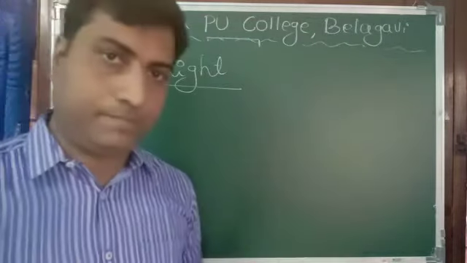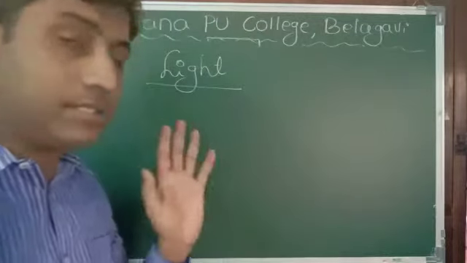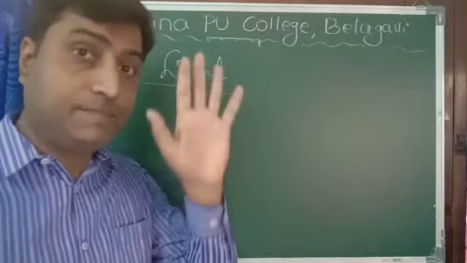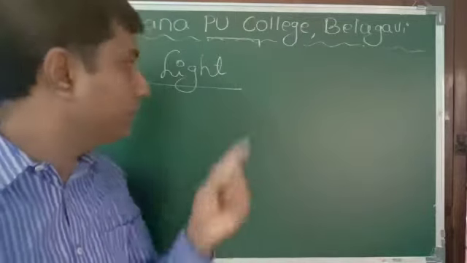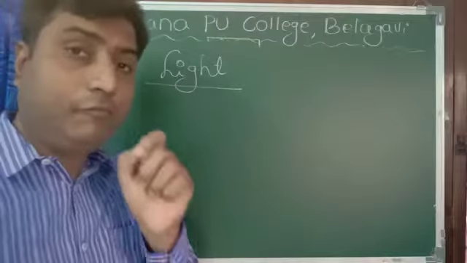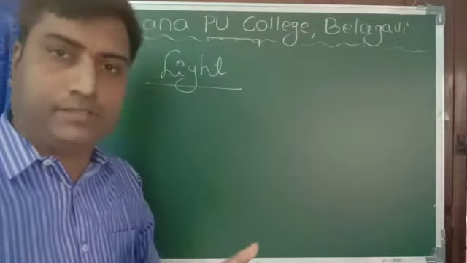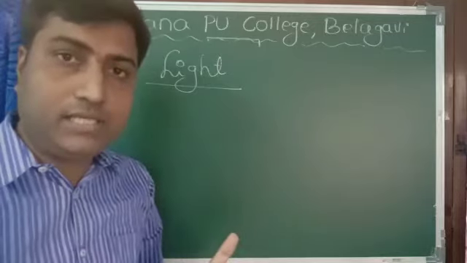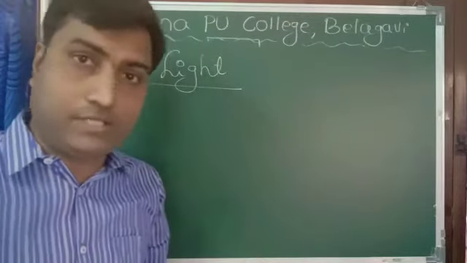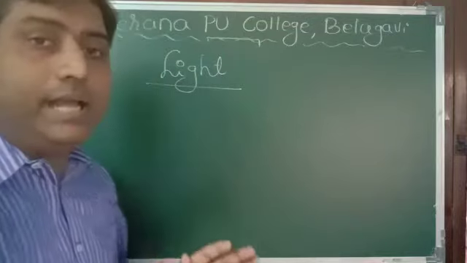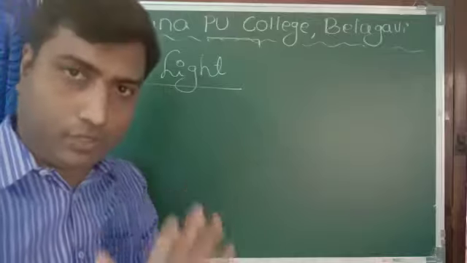Next is light. There is no life without light. Light is such an important factor, especially sunlight. Sunlight is the main source for this earth. Now this light, the first process, that is photosynthesis, is entirely controlled by light. If there is no photosynthesis, plants cannot survive. And if plants cannot survive, no other organisms can survive. That's why light has its own significance in the distribution of living organisms.